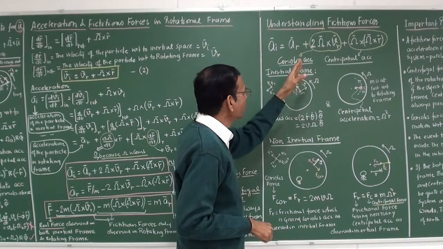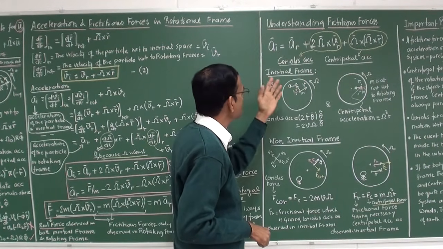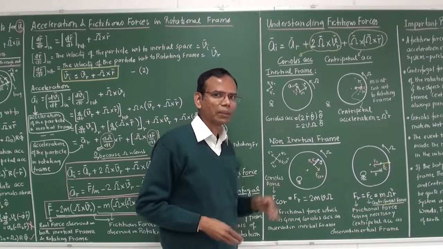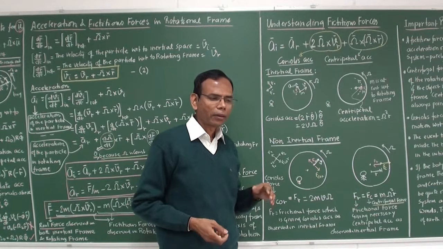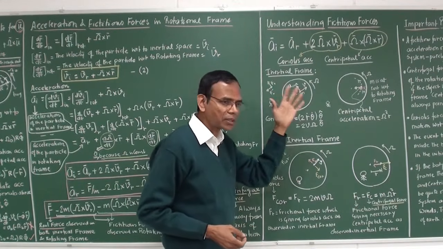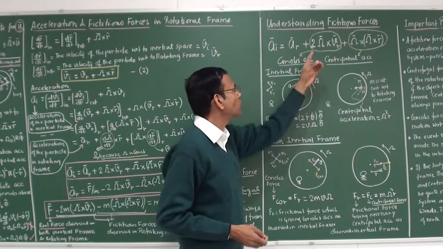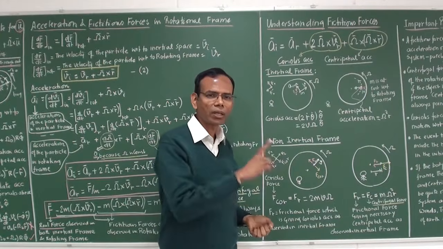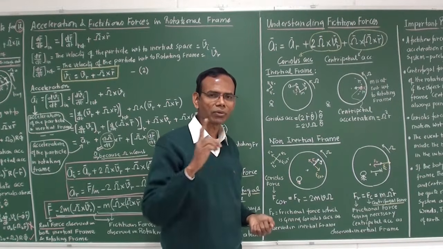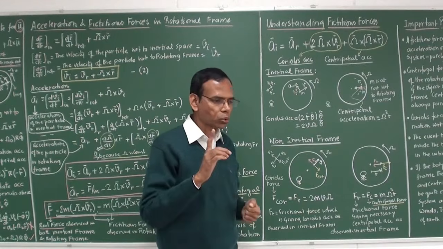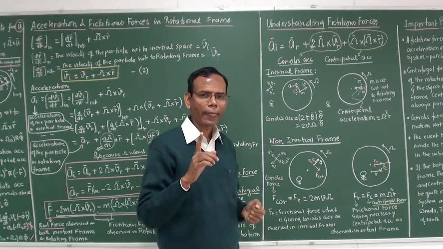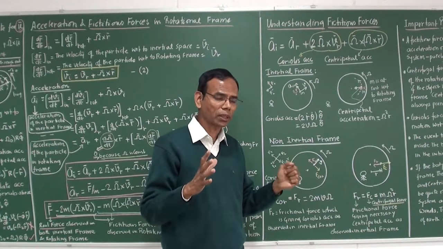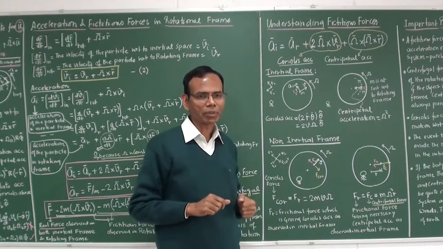See, these two terms, your Coriolis acceleration and centripetal acceleration, what is common in both of them? What we observe is that both of them contain omega. And what is omega? Omega is a rotation, the angular velocity of the frame. So, the frame is rotating, and just because of this rotation of the frame, there is some acceleration which is coming up.